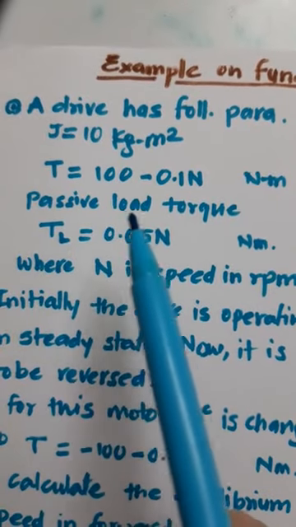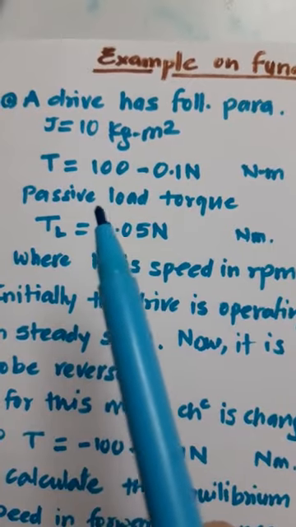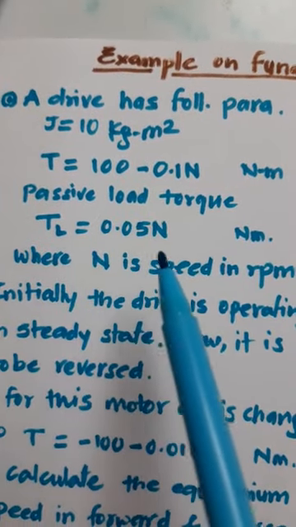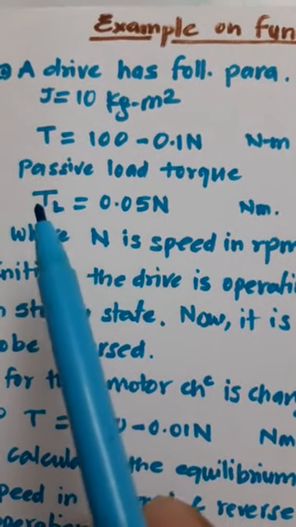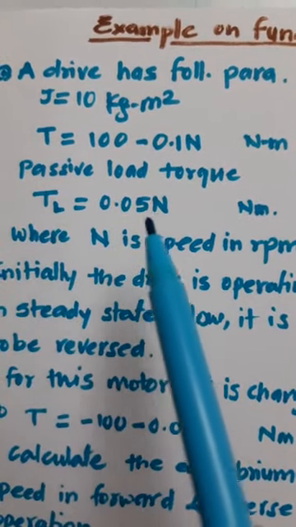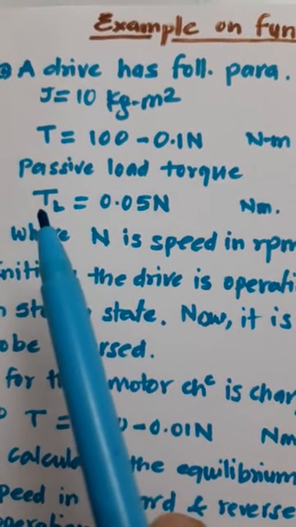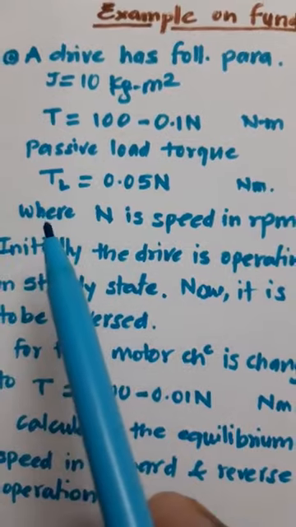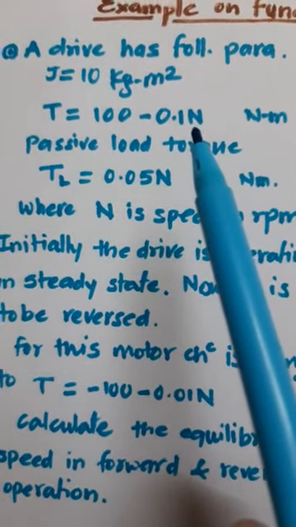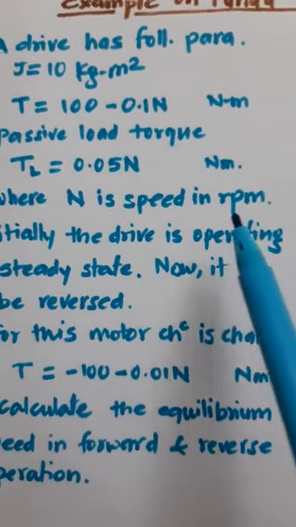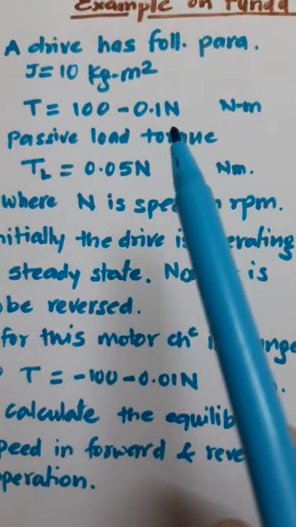Now passive torque means passive load doesn't change its sign with direction of rotation. So generally the load torques which are active, they change their sign with direction of rotation. This is a passive load torque. Now in this motor torque equation there is N here. This N means speed in RPM. So this torque is function of speed, like that it is given.